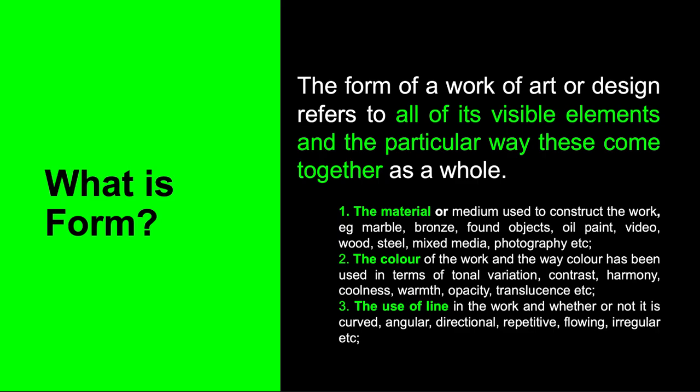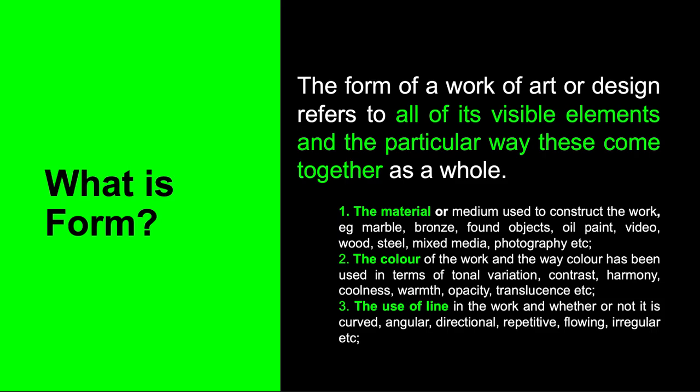So I'll list for you some of the things you need to look at when discussing form. The first is the material, as I mentioned. The picture you saw at the very beginning of this presentation is actually a sculpture, cast in bronze. Material could also be oil painting, acrylics, video, wood, steel, mixed media, photography, and so on.